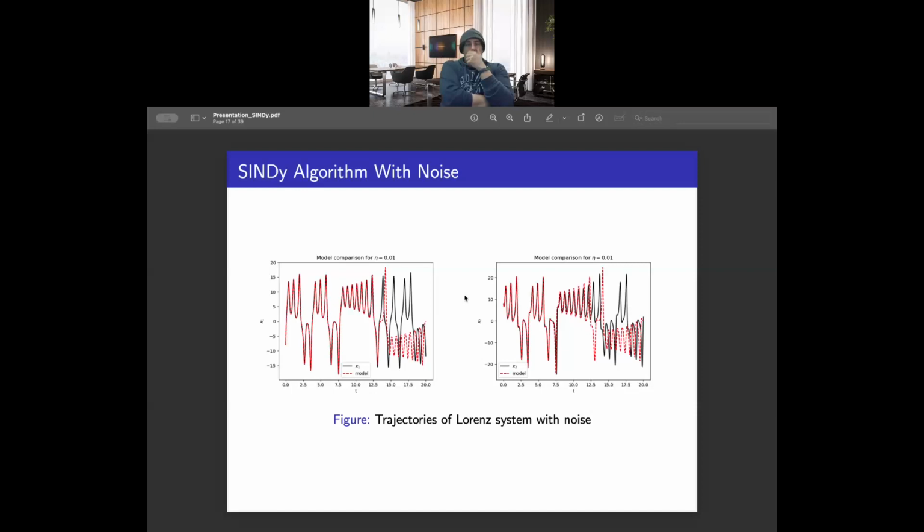And that is the issue with this SINDy algorithm. If you add the noise, then it's not able to capture the dynamics. It is able to capture the dynamics, but only for small amounts of time. That is what you will see in the SINDy-PI as well. So it is able to capture, but not for the longer times.